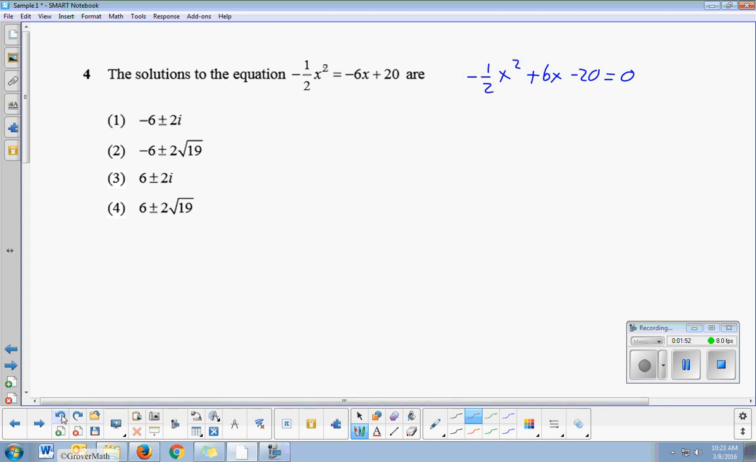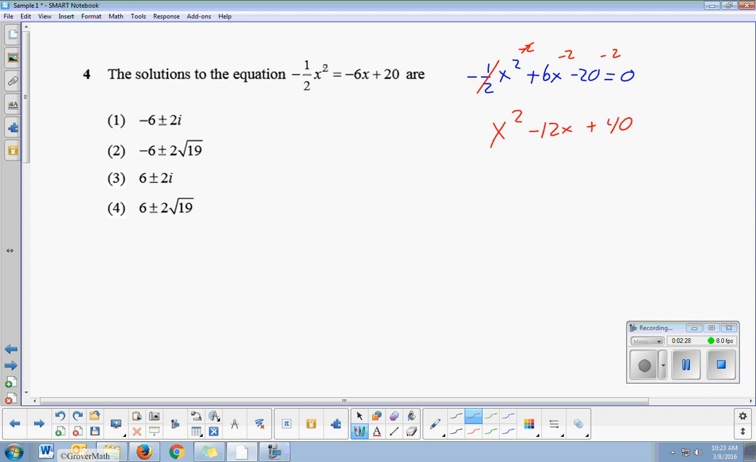So that's what I'm going to do, is I'm going to multiply everything by negative 2. So times negative 2, times negative 2, times negative 2. This way, negative 1 half times negative 2 eliminates itself to a positive 1, so it's just x squared. And it's much better working with trinomials when we have a positive x squared, especially a 1x squared. So that's just going to make my life a little bit easier. So if I multiply that out, then I multiply the other expressions. 6 times negative 2 is negative 12x, and negative 20 times negative 2 is positive 40.